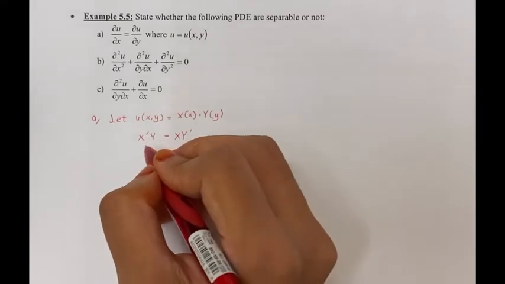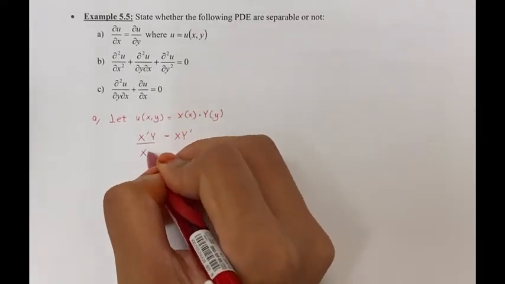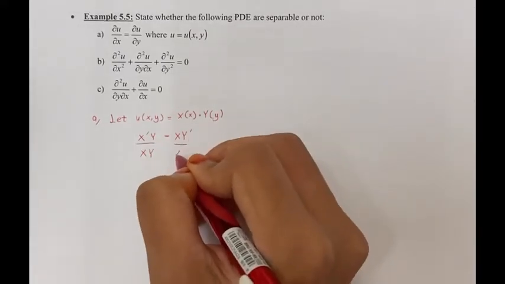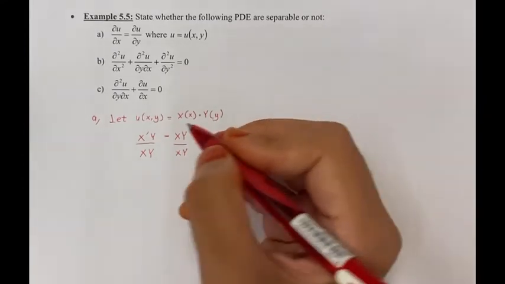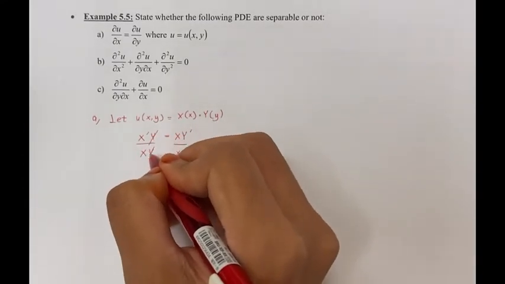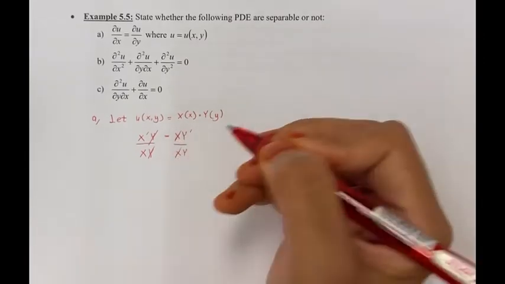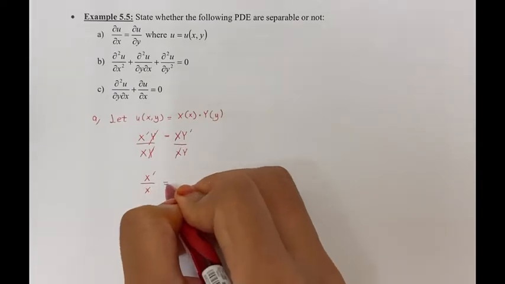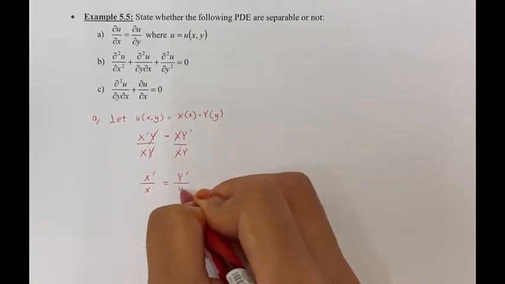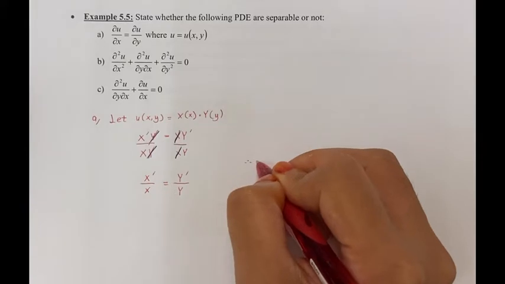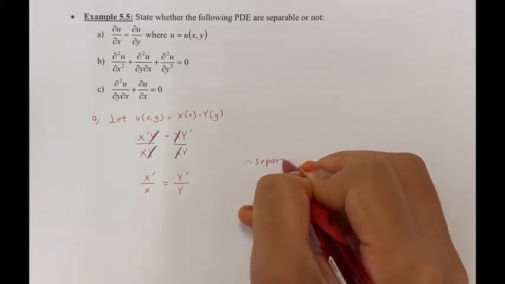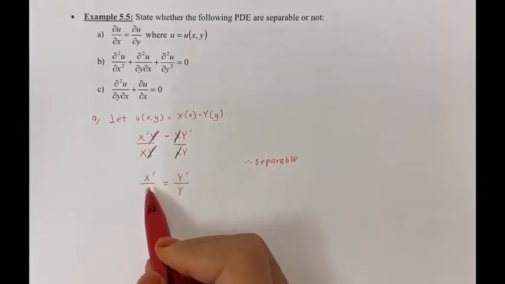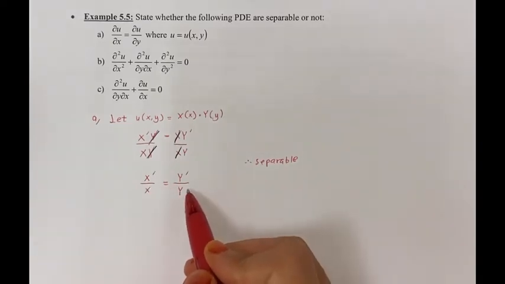Then the second step is to divide everything with XY, left and right side. So you can cancel out this Y, cancel out this X. You are left with X prime divided by X equal to Y prime divided by Y. Now you know this is separable, because you don't have any y on the left hand side, and you don't have any x on the right hand side, so it is separable.